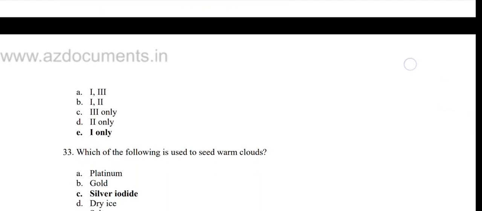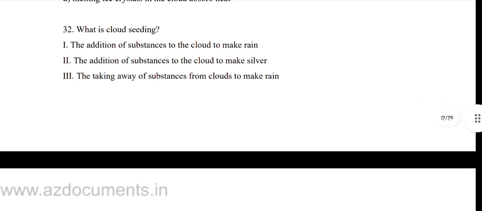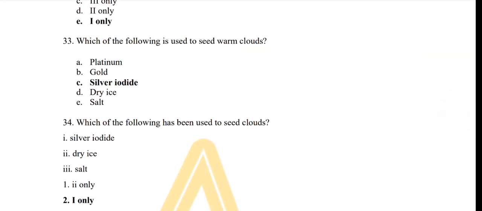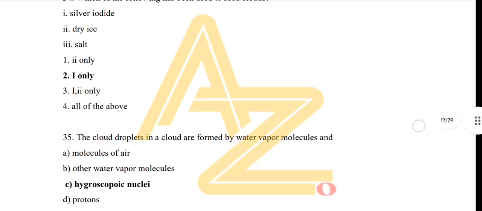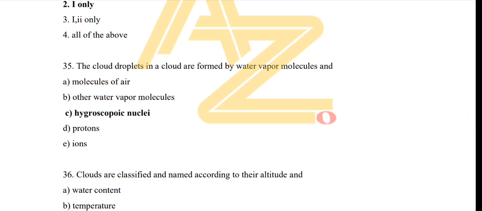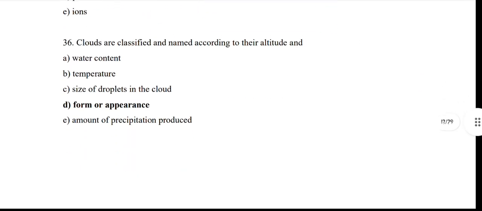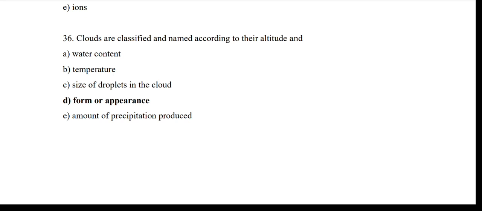Option one only. The addition of substances to the cloud to make rain. 33rd question, which of the following is used to seed warm clouds? Silver iodide. Which of the following has been used to seed clouds? Option one only, silver iodide. The cloud droplets in a cloud are formed by water vapor molecules on option C, hygroscopic nuclei. 36th question, clouds are classified and named according to their altitudes and water contents from their appearance.